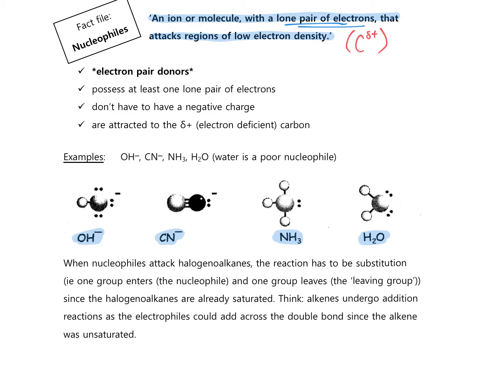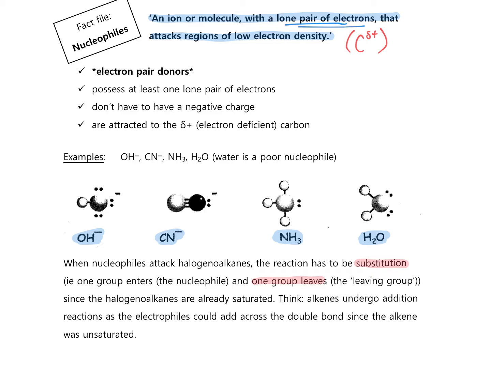And then you're just reminded at the bottom of the page, like we mentioned previously, this has to be a substitution reaction when the nucleophiles attack, because when they form a bond with the carbon, something else has to leave. So one group leaves. That's what we call the leaving group, and that will turn out to be our halogen.